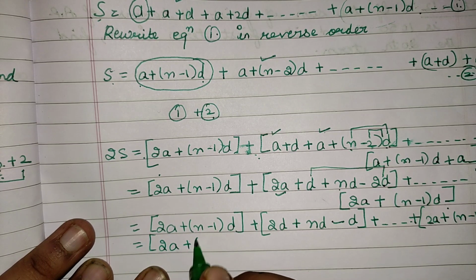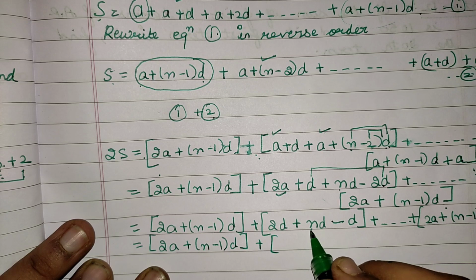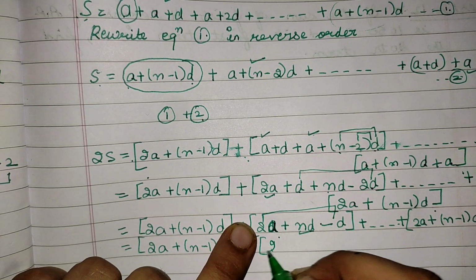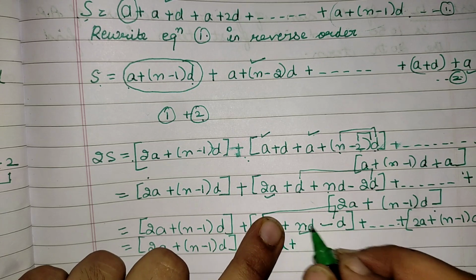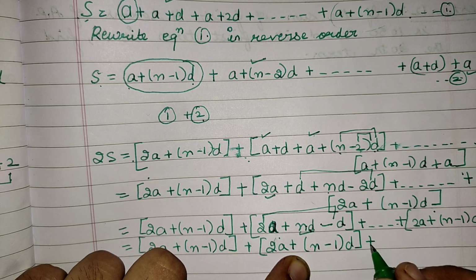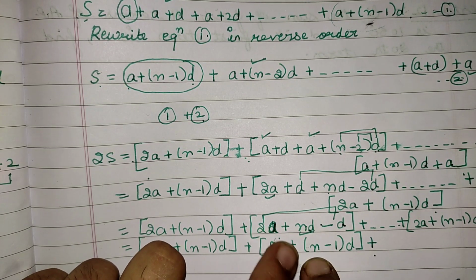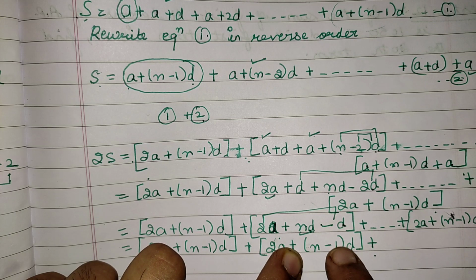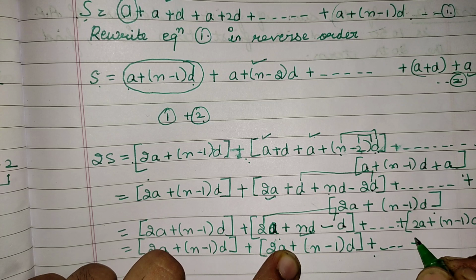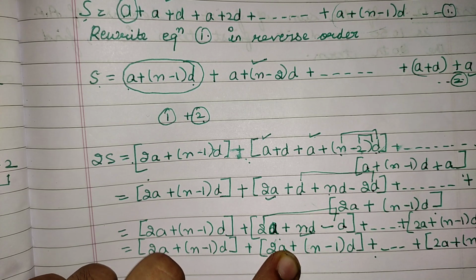So I will find my answer, 2a plus n minus 1 into d plus this will be what? This will be 2d minus d. So this will be what? 2a plus, I can take d as common, so inside the bracket it will be n minus 1 into d. I have taken d as common, so inside the bracket from here will be n and from here it will be 1, right? So I can write it as 2a plus n minus 1 into d.